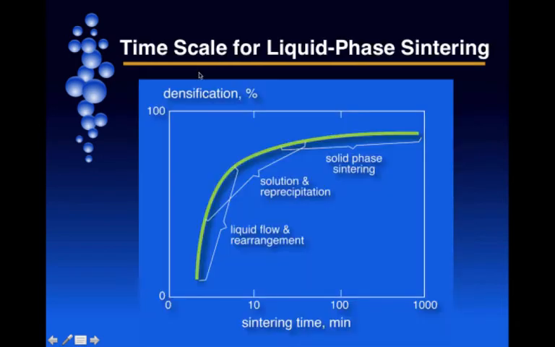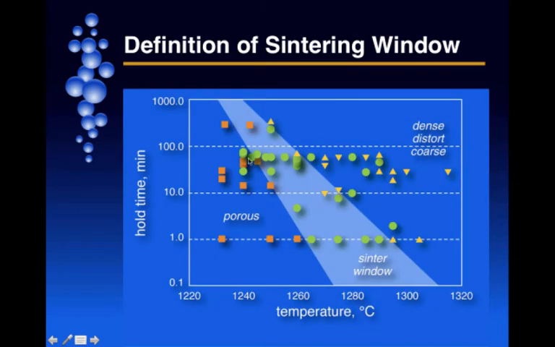When you look at the overall time scale for liquid phase sintering, solid phase sintering occurs in these long times over here, and the presence of a liquid allows the densification to occur at relatively short time scales. So you have 2 to 3 orders of magnitude increase in rates for densification processes. Now there is an idea of a sintering window. That is, you need time and temperature inputs to densify something. Right? But sometimes if you have too much of anything, it's bad.